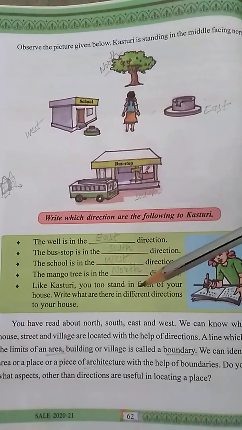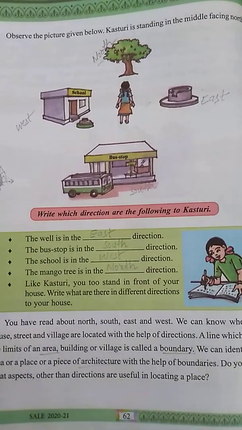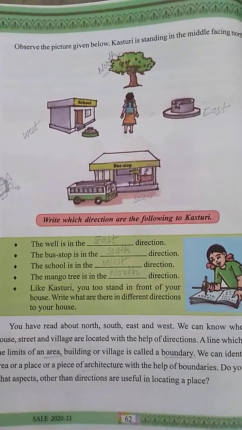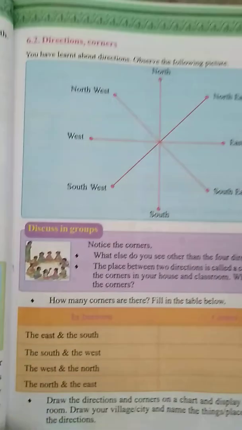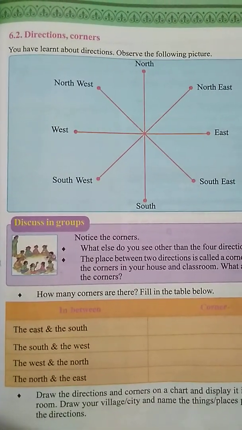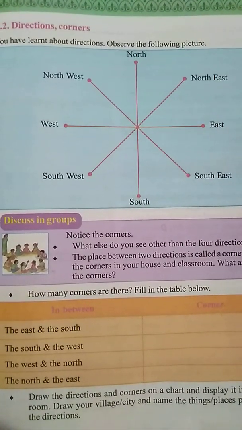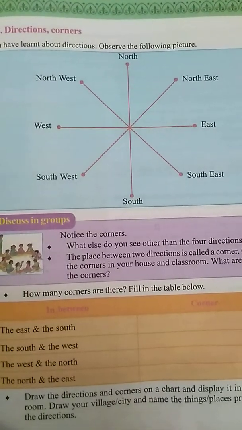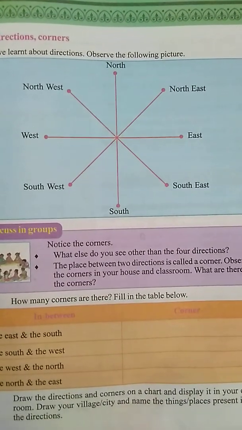And we also learned about the boundary yesterday. Now all of you take out page number 63. See, on page number 63, directions and corners are given. Yesterday we learned only about the directions. There are the four main directions.